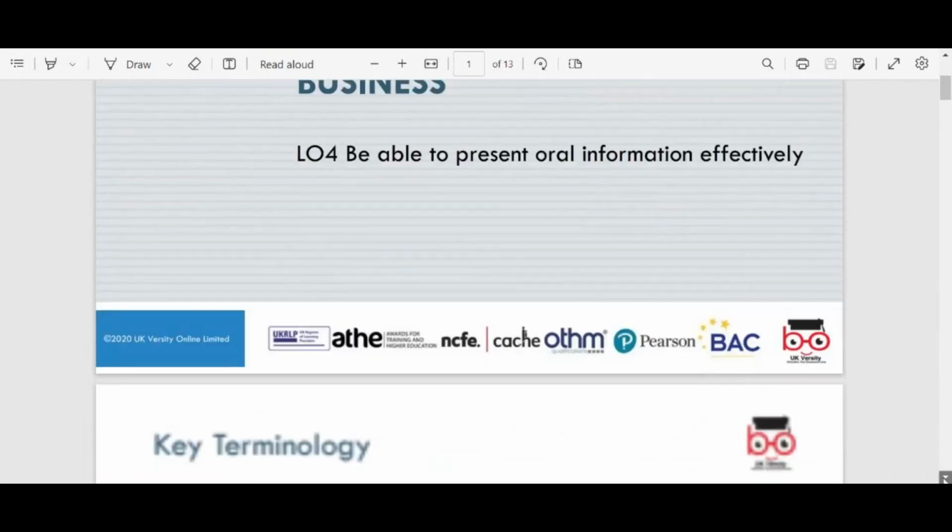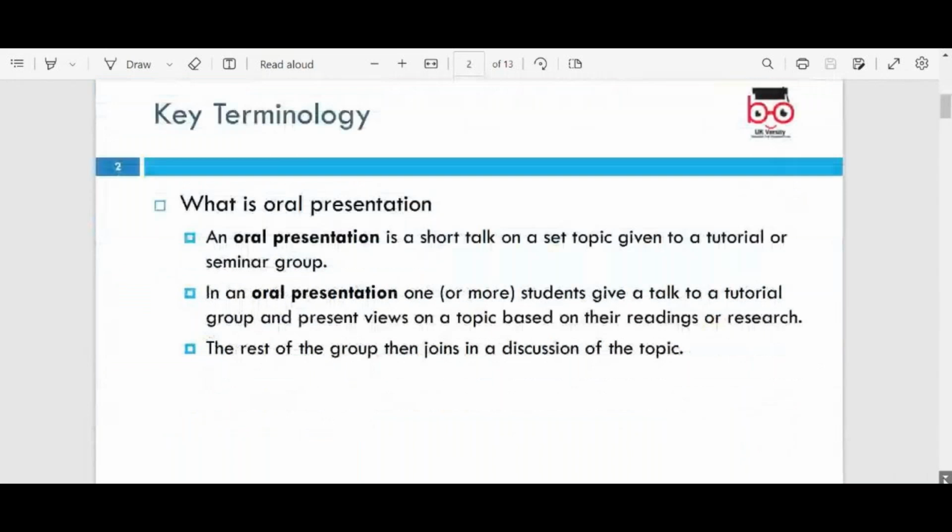Okay, so the key terminology we're going to look at is what is oral presentation. An oral presentation is a short talk on a set topic given to a tutorial or a group of people, like a seminar. In an oral presentation, one or more students give a talk to a tutorial group and present views on a topic based on their readings or research. The rest of the group then joins in on a discussion.